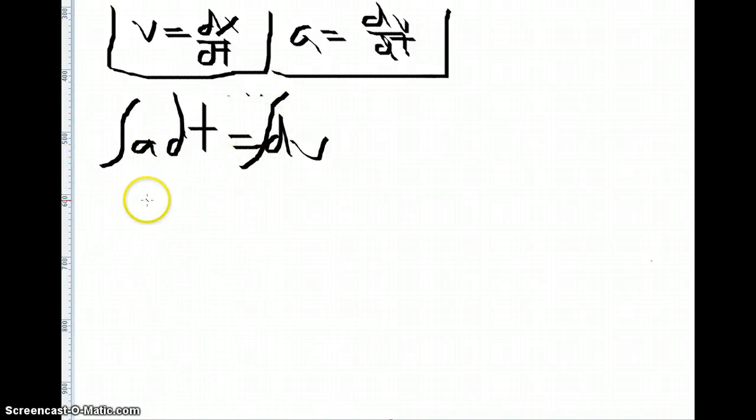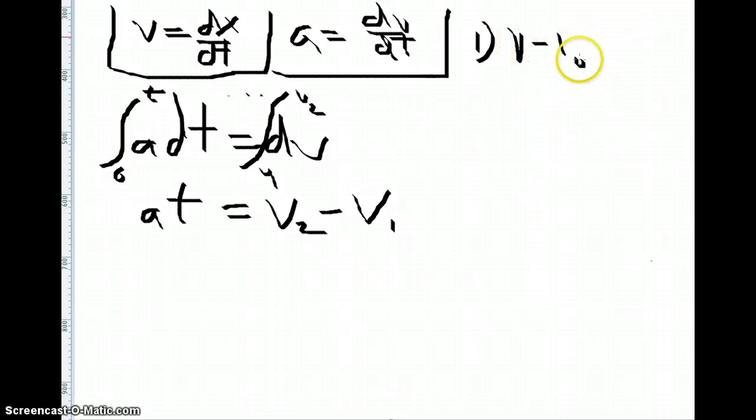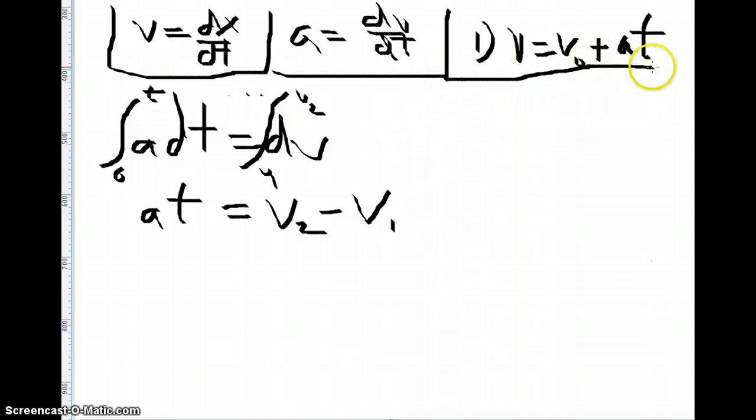So A with respect to t is going to now be A times t. We'll integrate from 0 to t. Over here, we'll do it from v1 to v2. It's going to be equal to v2 minus v1 when all is said and done. So then we get our first kinematic equation of motion. Say v is equal to v naught plus at, or I could say v2 is equal to v1 plus at, or however I want to do it.